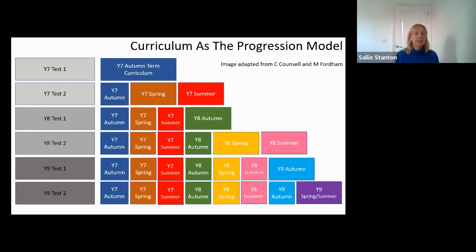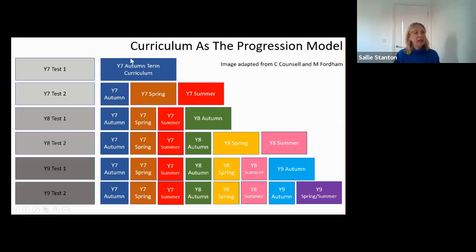So this image is like a Key Stage 3 model. Obviously, you could change the year groups to look at different key stages or different parts of pupils' education, but it's to give that sense of how you can set up an assessment model, which means that you are continuing to draw back on pupil understanding.